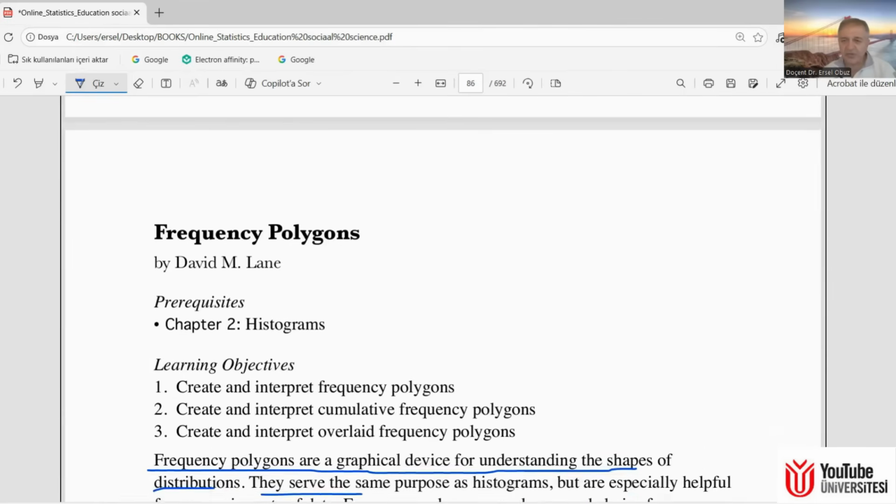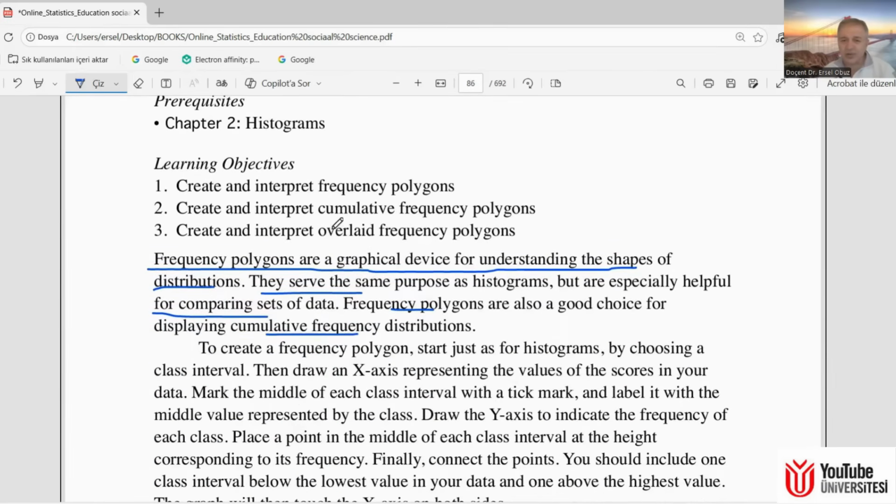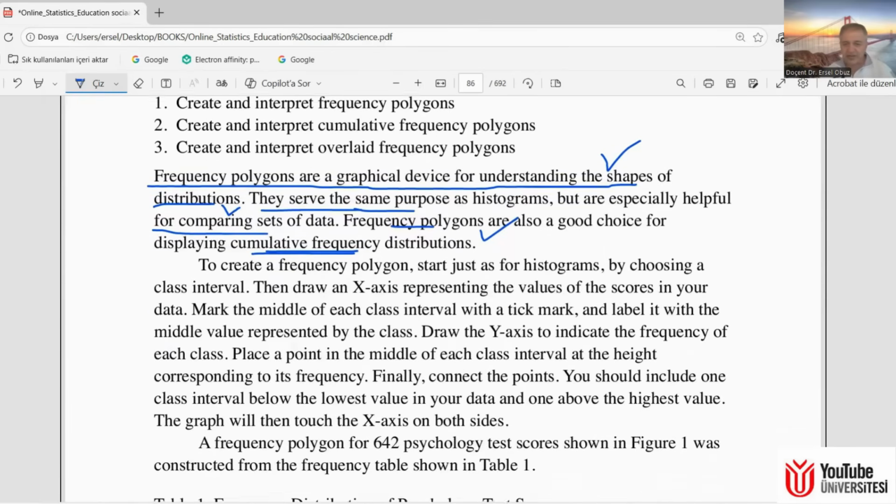Okay. Frequency polygons. Those are also graphical devices for understanding the shapes of the distributions. They serve the same purpose as histograms, but are especially helpful for comparing sets of data. Frequency polygons are also a good choice for displaying cumulative frequency distributions. Okay, so you will have a class interval in that case too.